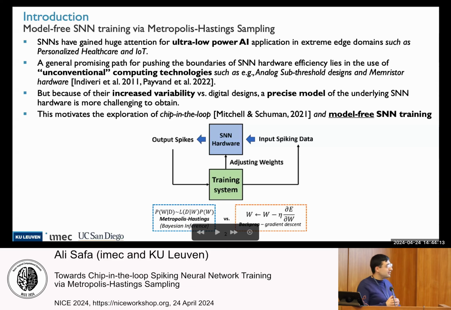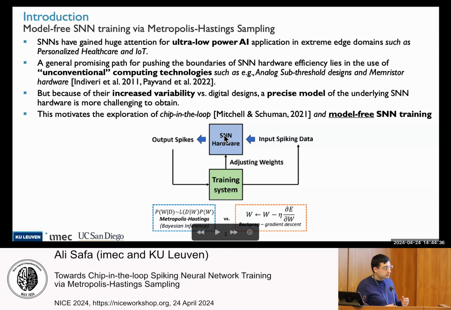Because of this increased variability, often we don't have a perfect knowledge of the model of how the spiking neural network hardware that we are designing works precisely. That's why works have been looking into the use of chip-in-the-loop training techniques to train these systems. That's what we are also looking into in this work, where we are considering the following setup.